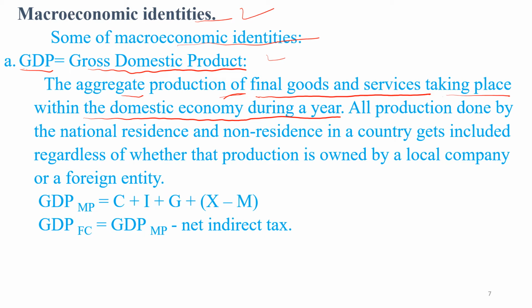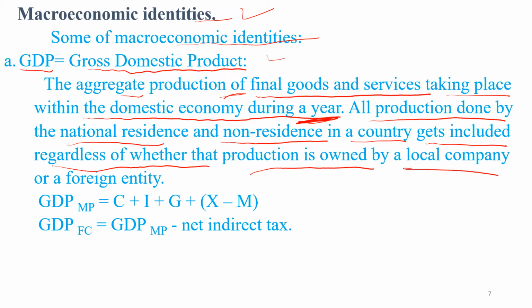So you have to consider the political boundary or geographical boundary of India, and you have to consider the aggregate production of final goods and services that are taking place in that domestic economy in a given period of time, usually a year. All production done by national residents and non-residents in a country gets included regardless of whether that production is owned by a local company or foreign entity.